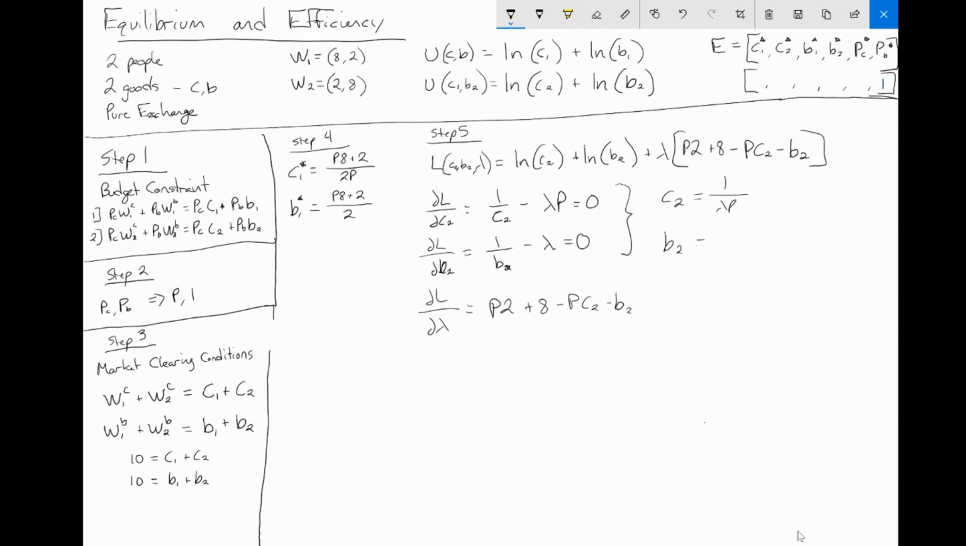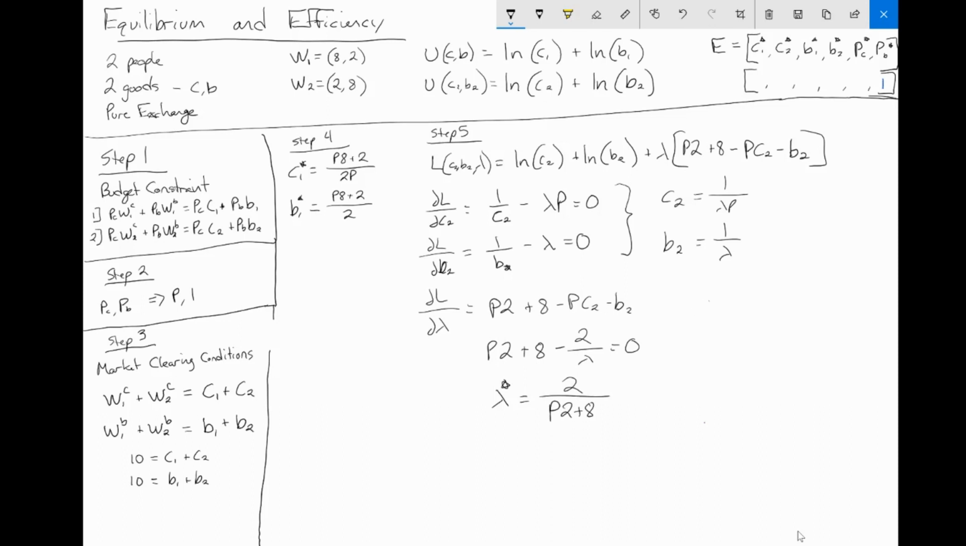Okay, 2 lambda, plug this in. Plus 8 minus 2 lambda equals 0. All right, lambda equals, so we take the lambda, we take this to the other side, multiply both sides by negative lambda, divide both sides, and we'll get 2 over P2 plus 8. This will be lambda star.